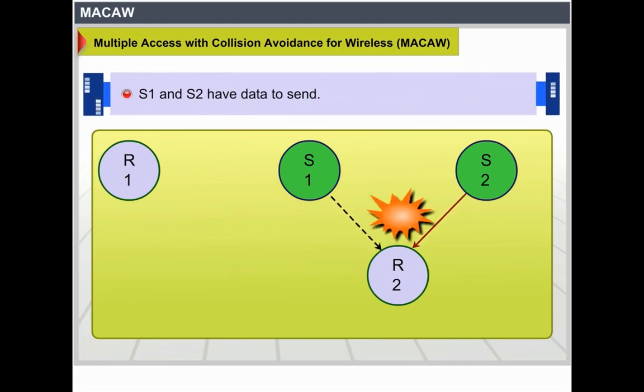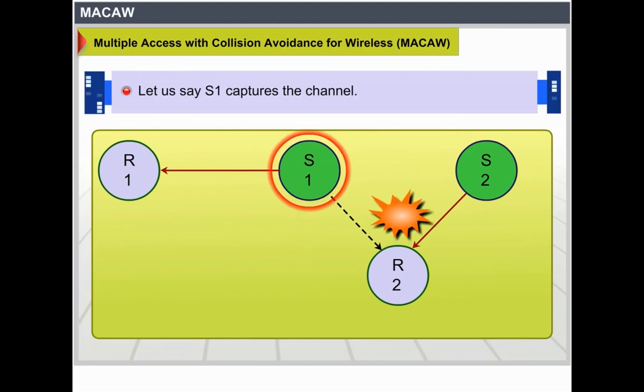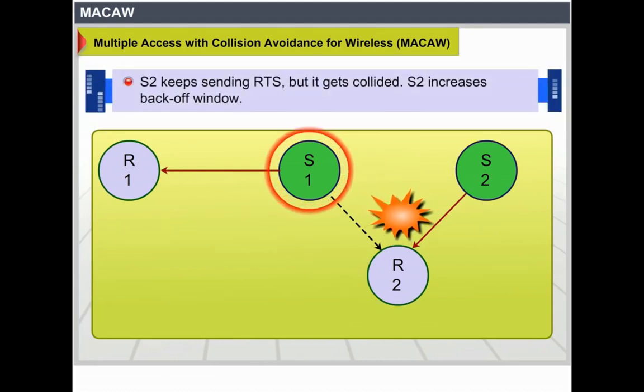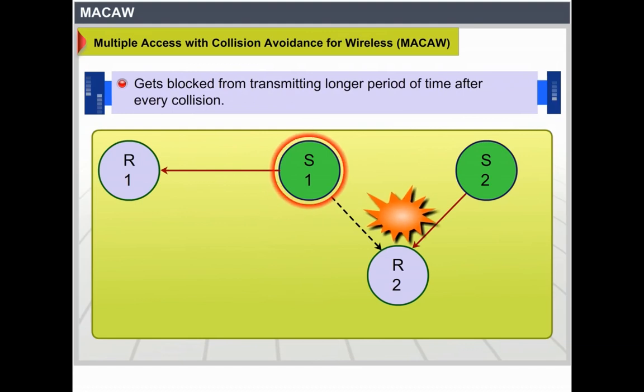S1 and S2 have data to send. Let us say S1 captures the channel. S2 keeps sending RTS, but it gets collided. S2 increases its backoff window and gets blocked from transmitting for a longer period of time after every collision.